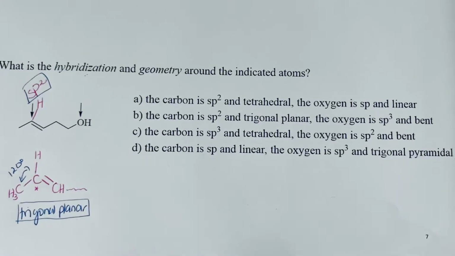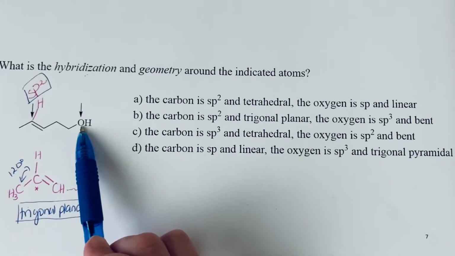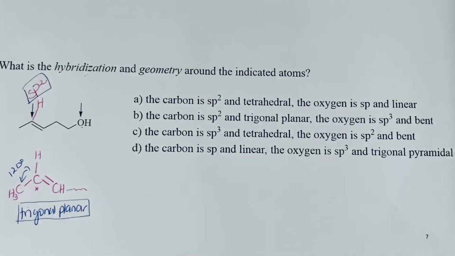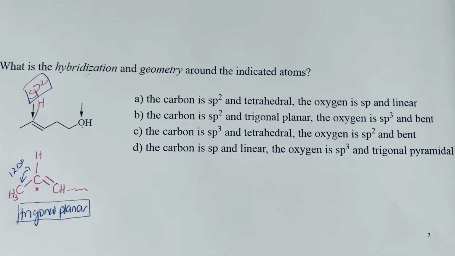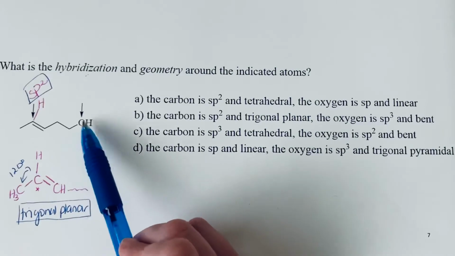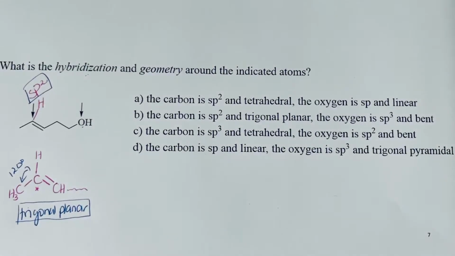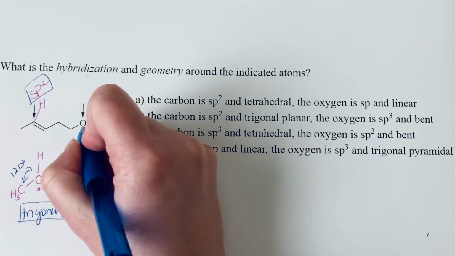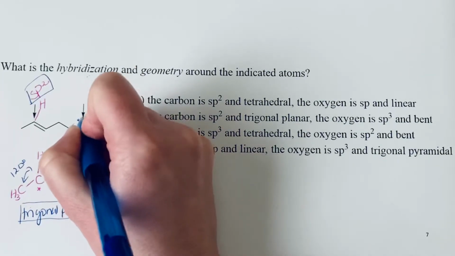So the next thing we want to look at is this oxygen. So we can see it is a neutral oxygen. There's no formal charge on it. We can only see 2 of the bonds. And this needs to have a full octet of electrons. So hopefully we recognize at this point that a neutral oxygen has 2 bonds and 2 lone pairs. So we need to draw in 2 lone pairs.